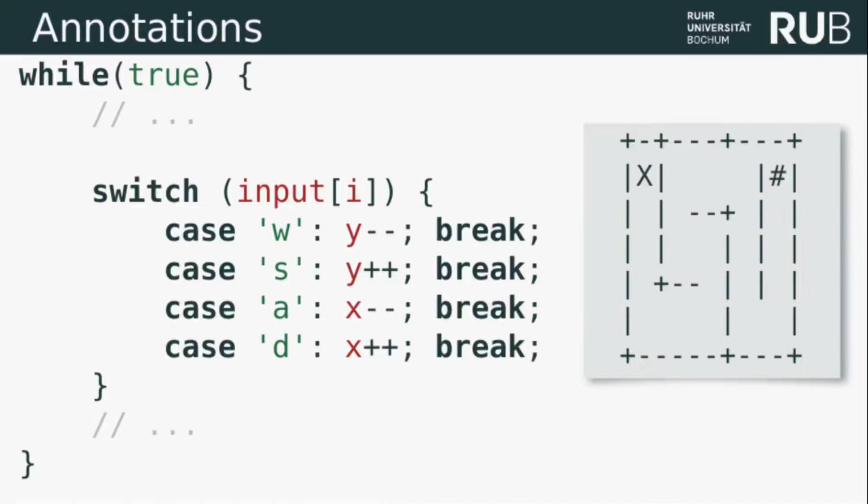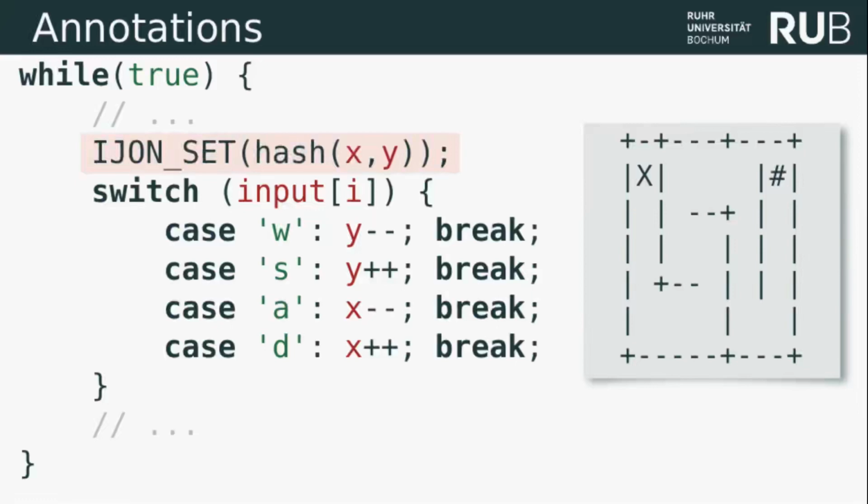A human analyst understands intuitively that the values that we care about are only the x and y coordinates. Using this insight, a human user is able to provide a simple annotation that tells the fuzzer to regard any new combination of x and y coordinates as similar to new coverage.